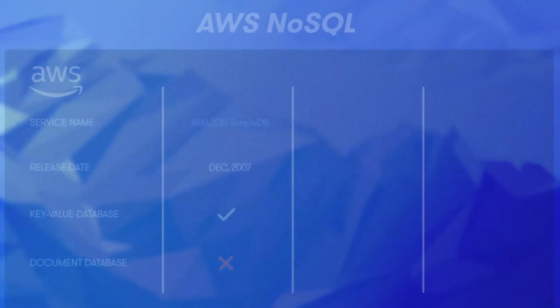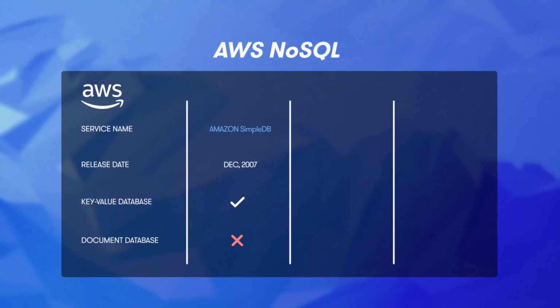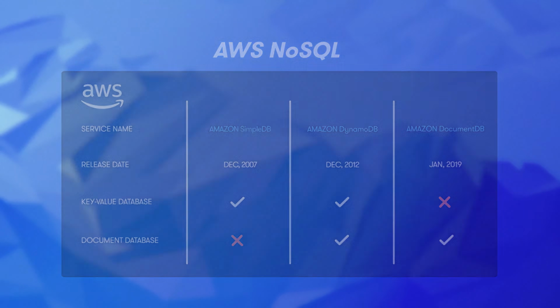There is a common theme among the cloud-native NoSQL key value and document database services, in that they have a long history with legacy services that have subsequently been deprecated. For instance, AWS started with SimpleDB, a simple key value store, in December 2007, and then introduced DynamoDB with a superior set of features, including document support, in December 2012. It also has a newer service that is MongoDB compatible called DocumentDB.